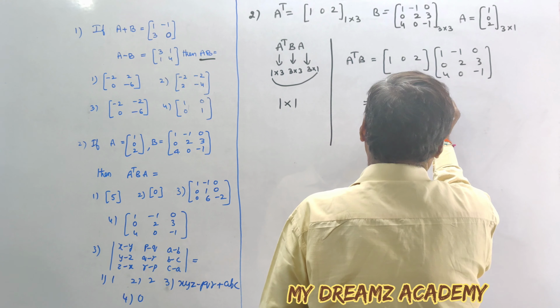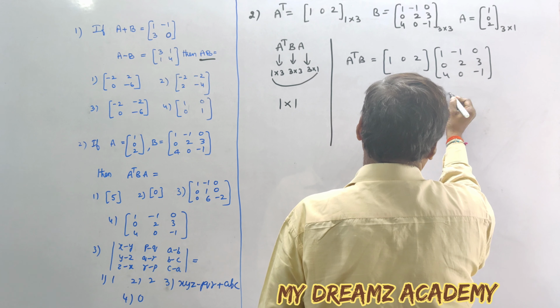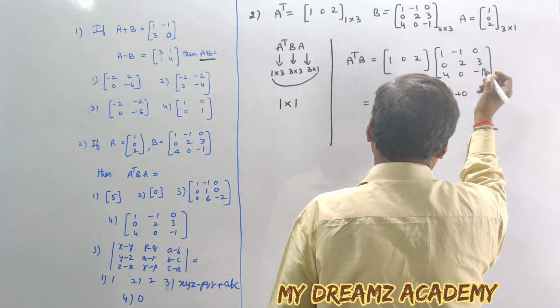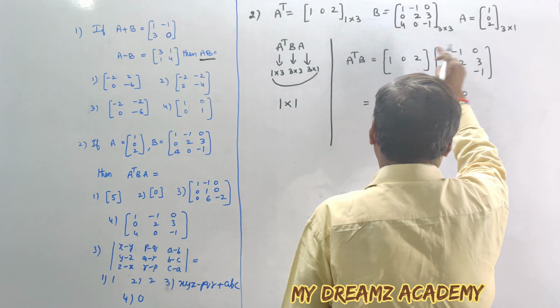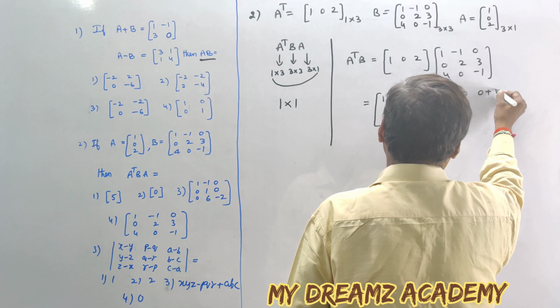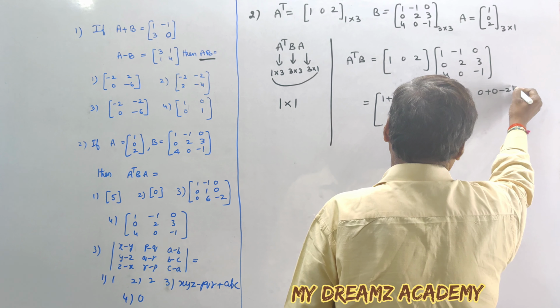First row, second column, 1 into minus 1 plus 0 into 2 plus 2 into 0. Next third column, 1 into 0 plus 0 into 3 plus 2 into minus 1.